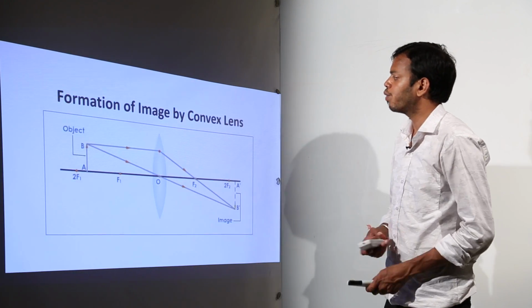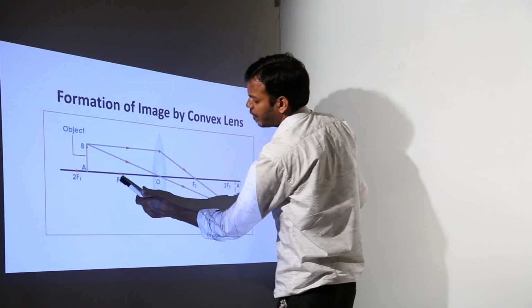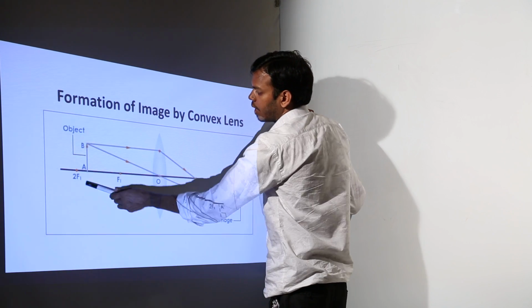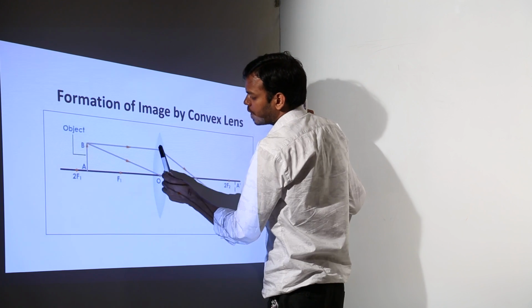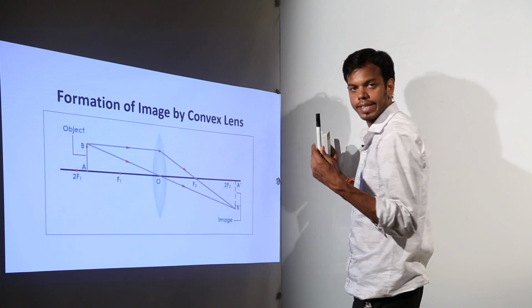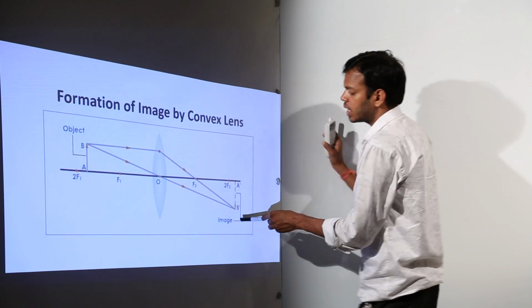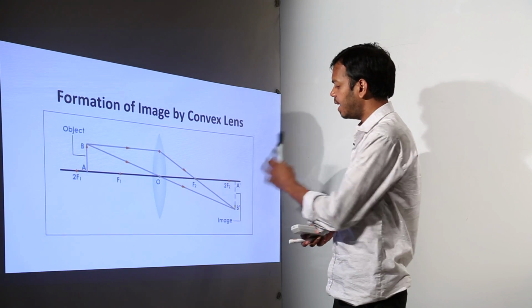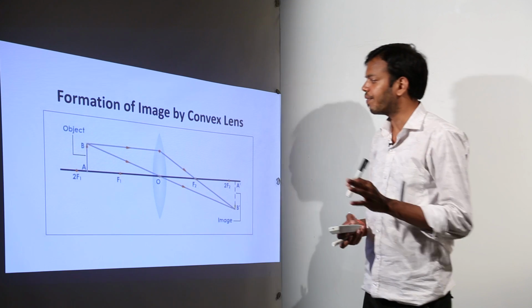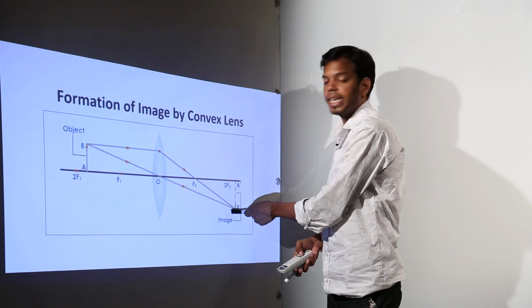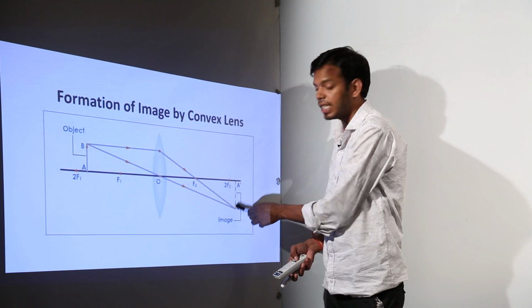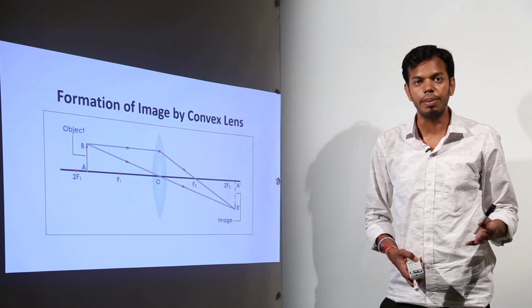Let's see a diagram of a convex lens. We have taken an object between the focal length and 2f. The first ray, parallel to the principal axis, passes through the focus. Same principle, same sum, everything. The second one passing through the optical center goes straight. Wherever they are meeting, the image is formed. So, see the difference. These two rays are actually meeting at that point, so that is why the image is inverted. That is why this is called a real image.